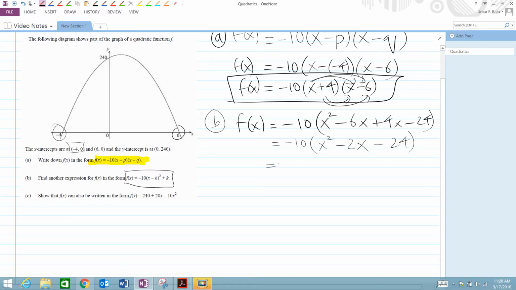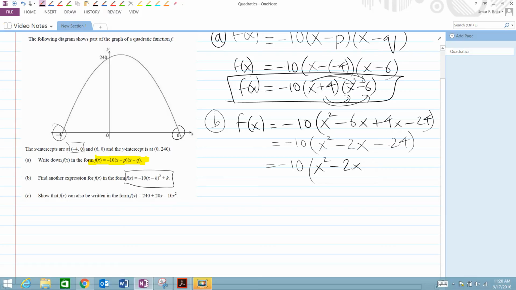Now, to complete the square, this is what we're going to do. The coefficient in front of the x to the second term has to be a 1. And since the -10 is already factored out, the coefficient over here is a 1. So we can continue with this problem. And this is how you complete the square. What we're going to do is write the first two terms, x to the second minus 2x. And we're going to take that -24 and write that -24 on the outside.